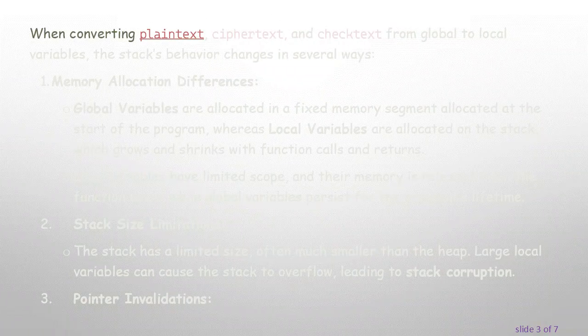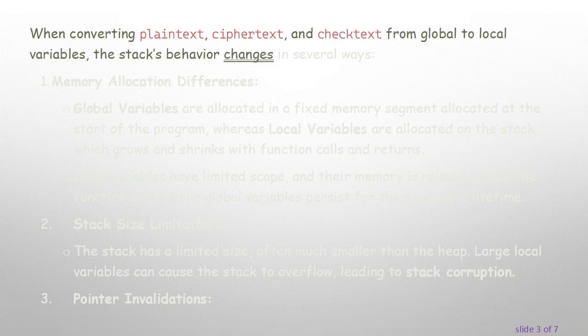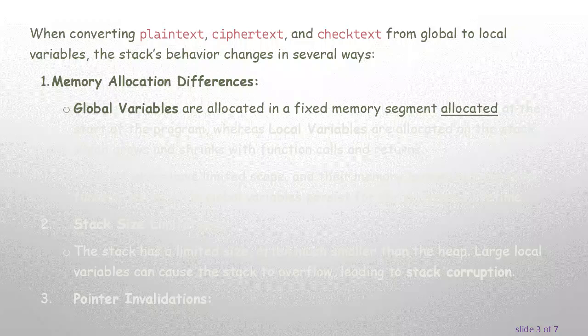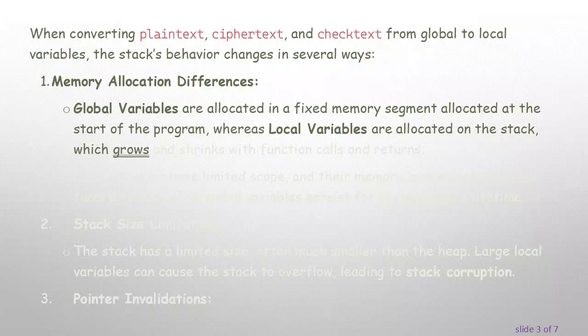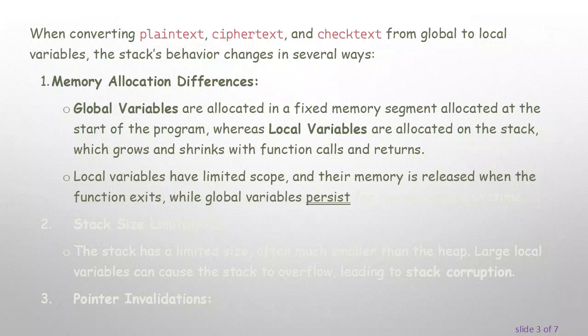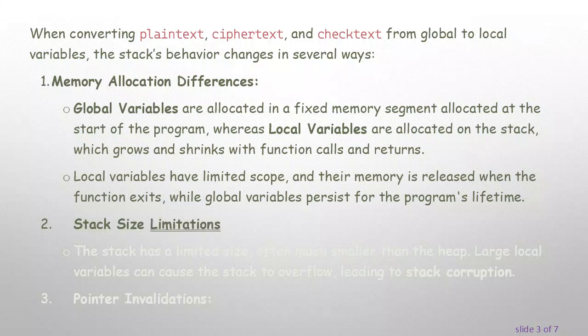When converting plaintext, ciphertext, and checktext from global to local variables, the stack's behavior changes in several ways. Memory allocation differences. Global variables are allocated in a fixed memory segment at the start of the program, whereas local variables are allocated on the stack, which grows and shrinks with function calls and returns. Local variables have limited scope, and their memory is released when the function exits, while global variables persist for the program's lifetime.